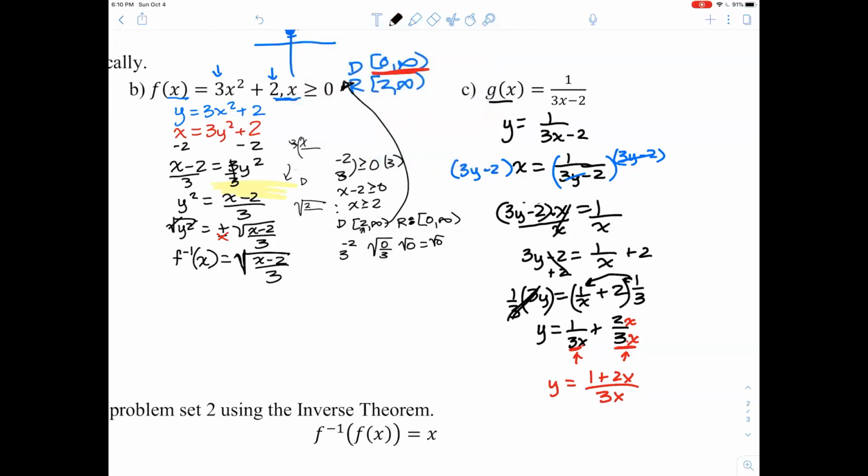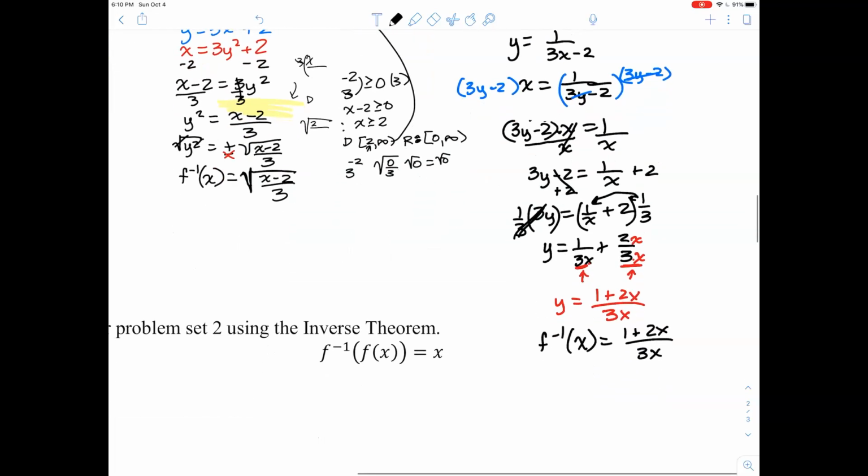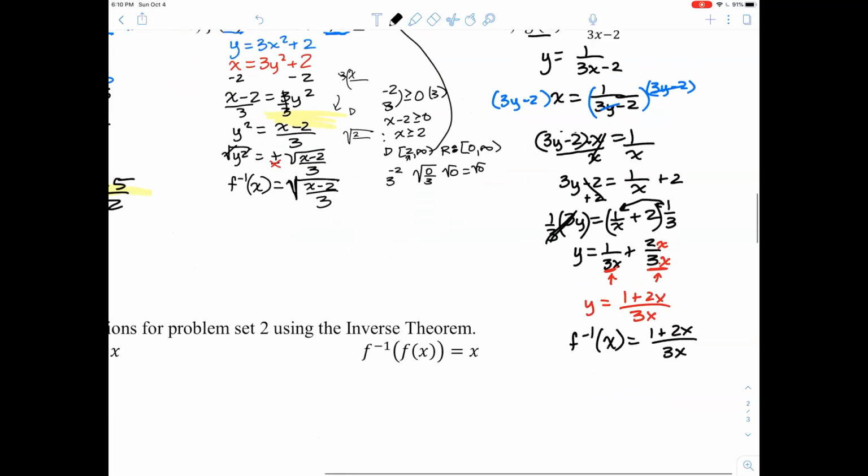Then putting that back in function notation. Now we used all the inverse functions, so this is the f inverse of x is equal to 1 plus 2x over 3x. So that one was fun. That one was a beast.